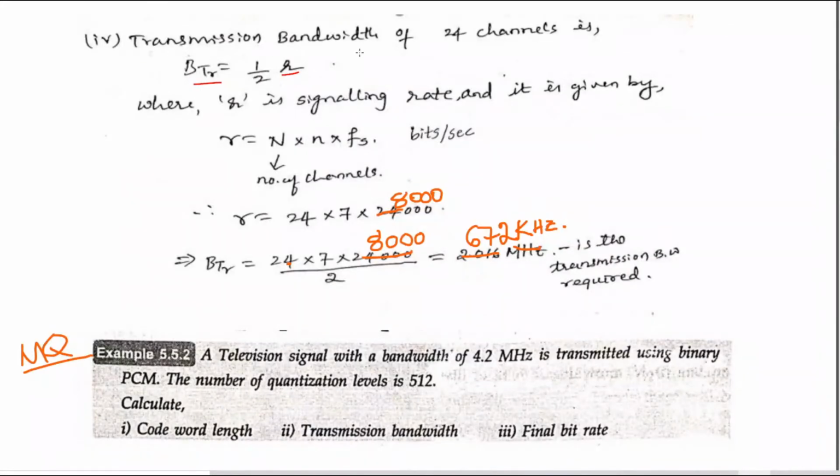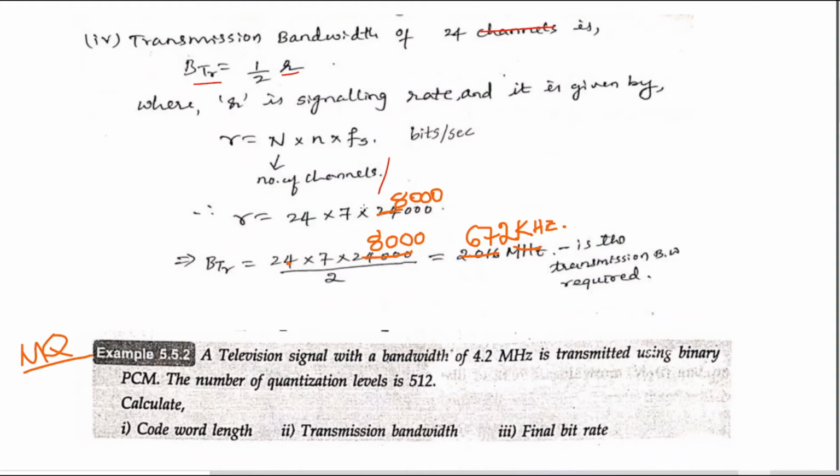Now the transmission bandwidth for 24 channels, that is 24 different signals. For 24 signals, BT is equal to 1/2 into R. What is R? R is the signaling rate, and it is given by this equation where R is equal to capital N multiplied by small n into fs bits per second. N is the number of channels or number of different signals, whereas small n is the number of bits represented for each sample, and fs is the sampling frequency, as you already know.